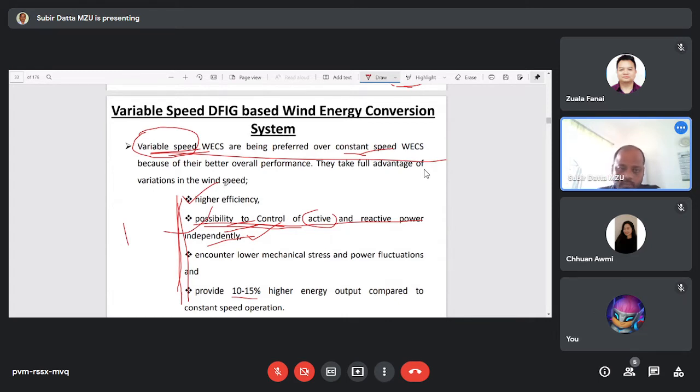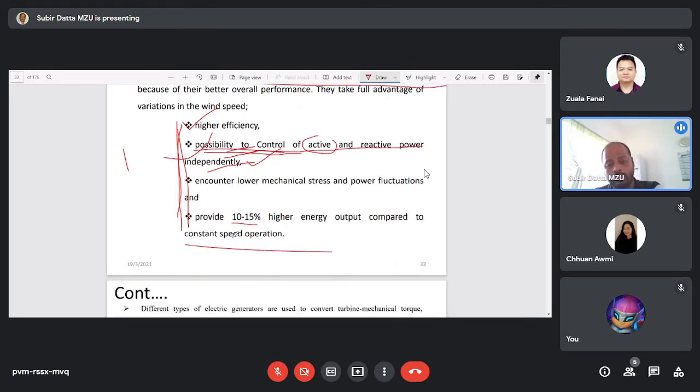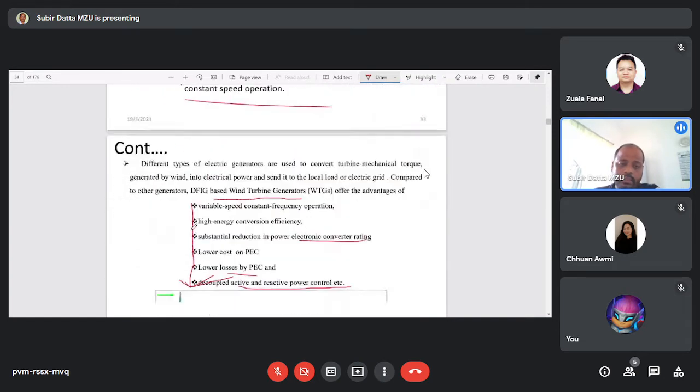Okay, so if we use the variable speed wind energy conversion system, then we will get better overall performance, and we will get high efficiency, the possibility to control active and reactive power independently, and mechanical stresses and power fluctuations will be less. It also provides 10 to 15% higher energy output as compared to the constant speed operation. Constant speed operation is also called fixed speed operation, that I already explained.